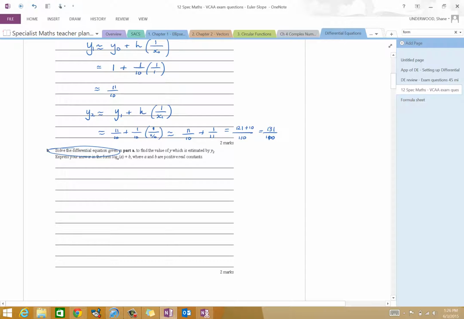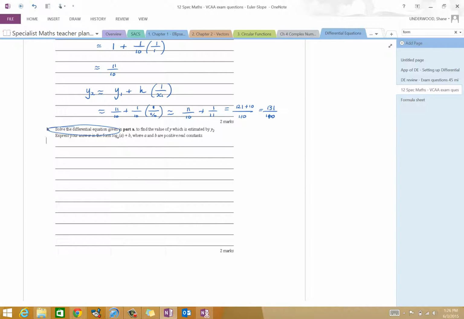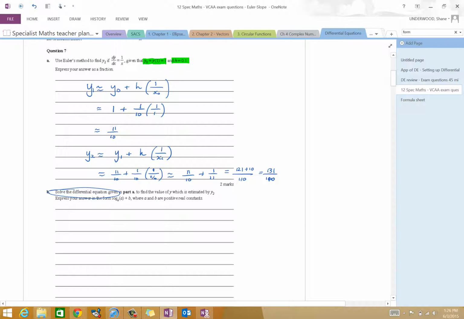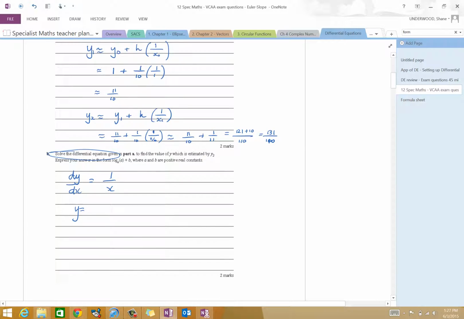Now, let's solve the differential equation given in part A to find the value of y, which is estimated by y2. What are we doing here, ladies and gentlemen? What differential equation do we have? What were we told? We've got to solve a differential equation, dy/dx is equal to 1 on x. Okay, so therefore what does y equal?